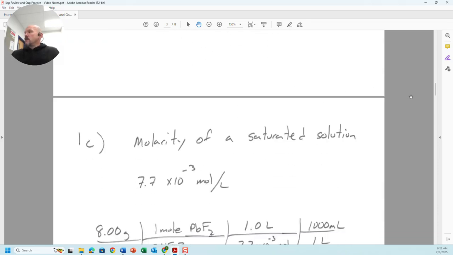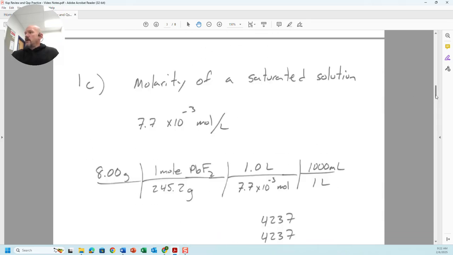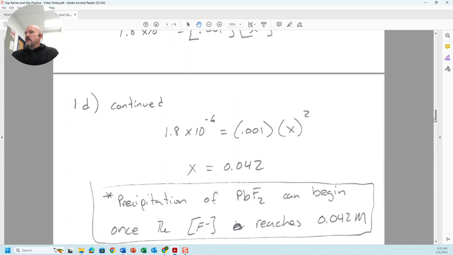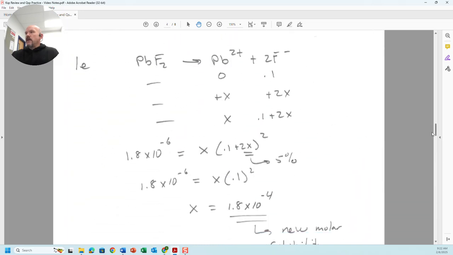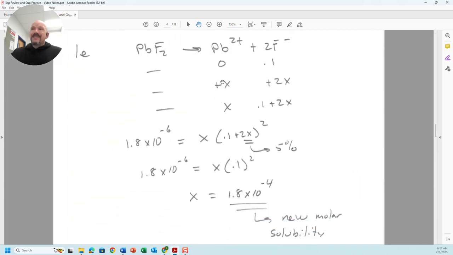So let's go ahead and do that. A lot of you will be able to do this in your head, but remember, you can't use the shortcut if it's a common ion. The shortcut is only for if there's no common ion, or you're in pure water, where the unknown X is the molar solubility.